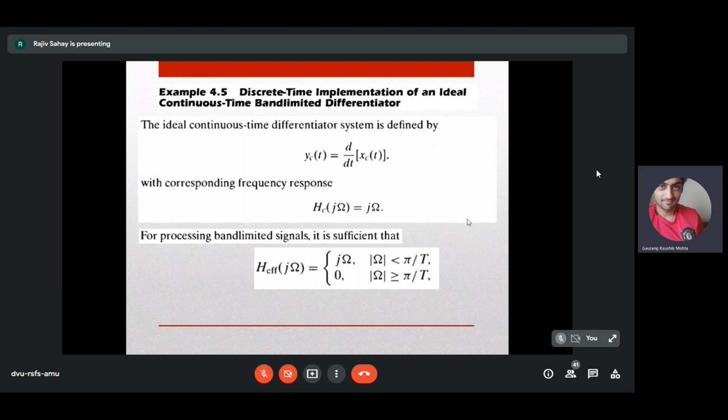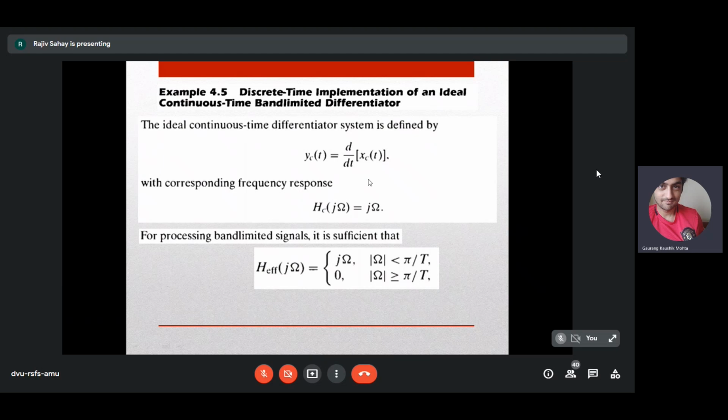So this example gives you an idea that you can create an implementation of an ideal continuous time band limited differentiator. So your system H effective j omega will behave like a differentiator. So that dashed line block which I had shown, to whom you are feeding xc of t and the output was yr of t, yr of t would do a d by dt of xc of t.